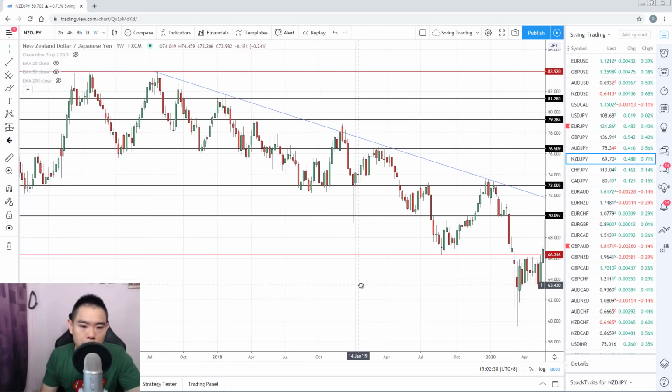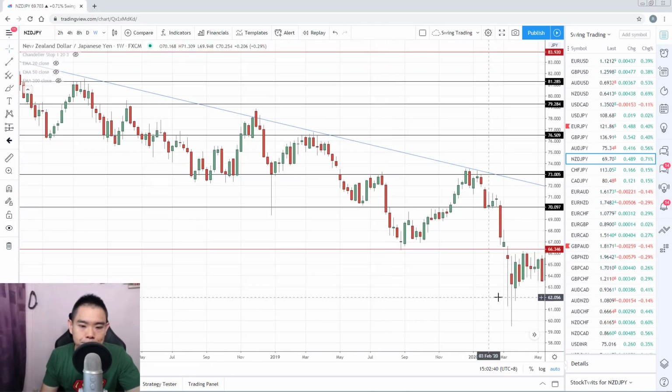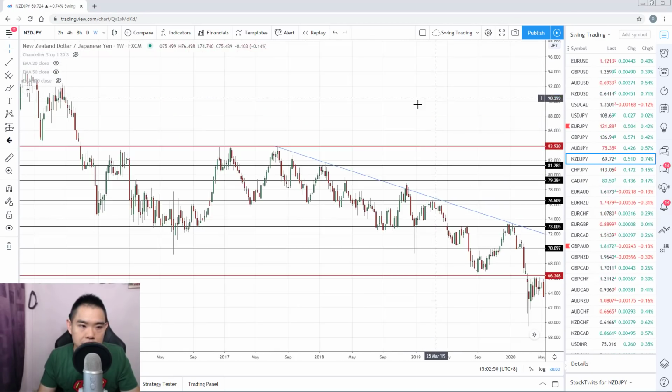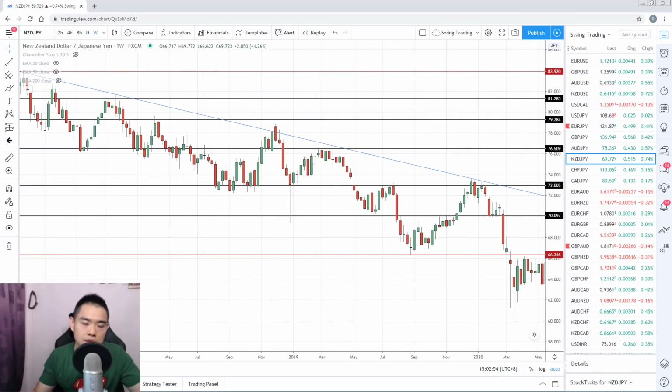So backtrack a little bit, back in May. You can see that this market, New Zealand yen, is in a downtrend. You can see a series of lower highs and lower lows. In fact, there is this trend line. If you just look back in time, you can actually see this trend line that the price has been respecting. So clearly, my bias is towards the downside.